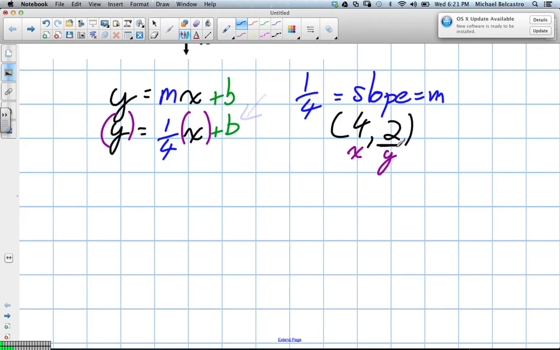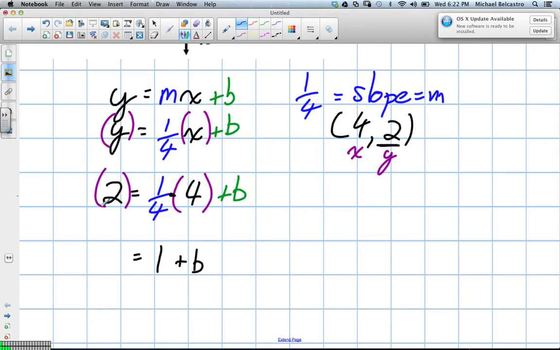Y is 2. So we have 2 equals, okay, so we replaced y with 2. We still have 1/4. And our x value happens to be 4. So we replace x with 4 plus our b. Well, now what we're going to do is multiply. This is 1/4 times 4. And that's going to be a value of 1. So 1 plus b. And the 2 still on the left side of the equation.